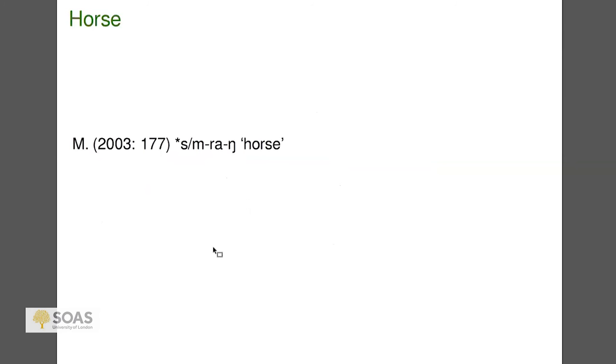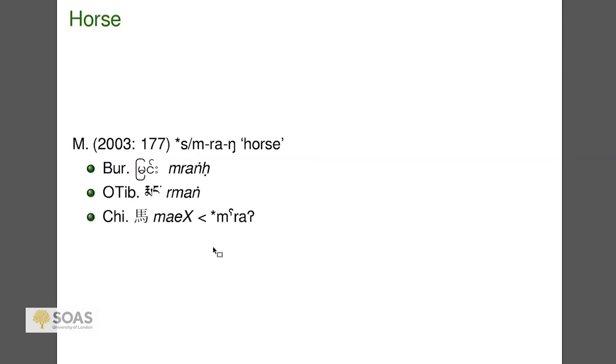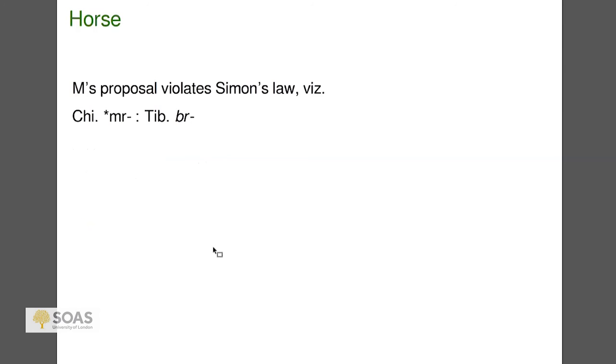So now looking at an areal word in Sino-Tibetan, and I touched on this yesterday, horse. So Matisoff actually reconstructs horse, this monstrous thing, smrung. I'm not quite sure what all the slashes and hyphens mean, but these are the forms he cites. So mrung in Burmese, rmang in Old Tibetan, and mra in Chinese. So they look quite similar, don't they? But the proposed reconstruction violates something that I call Simon's Law.